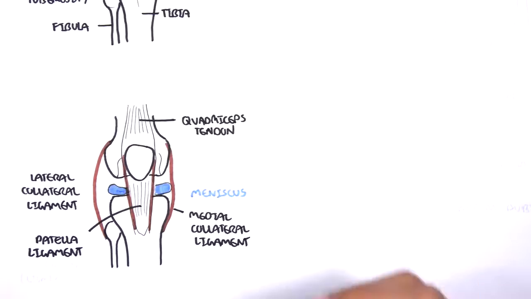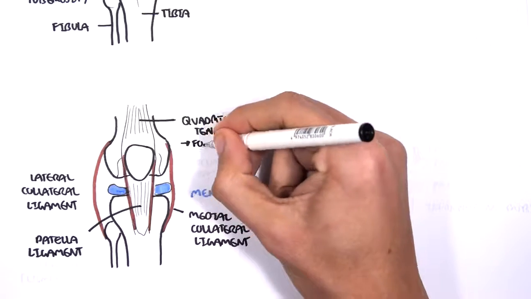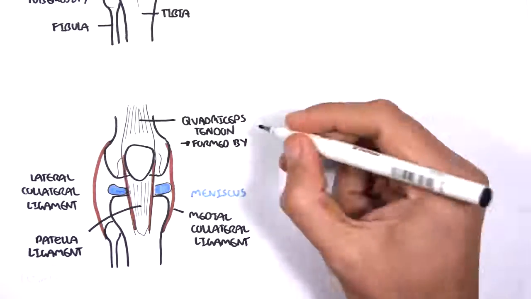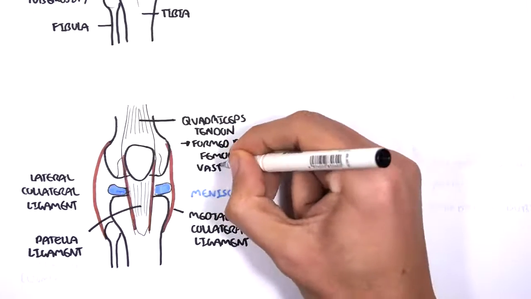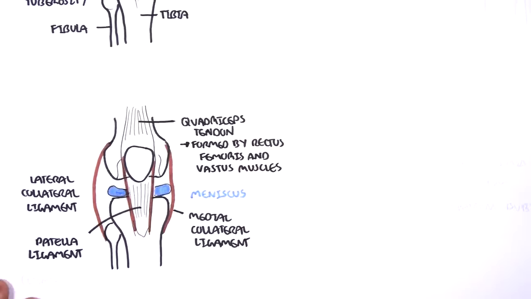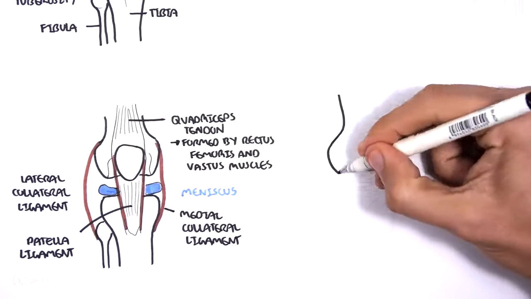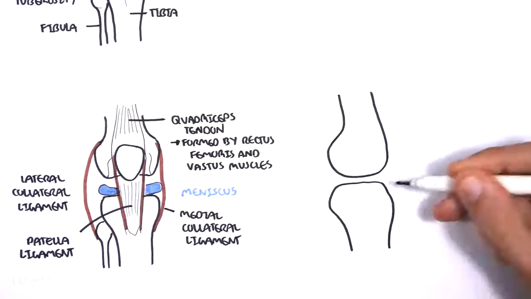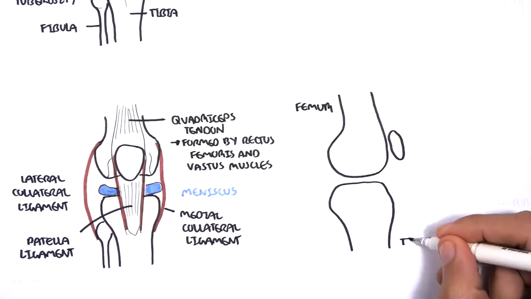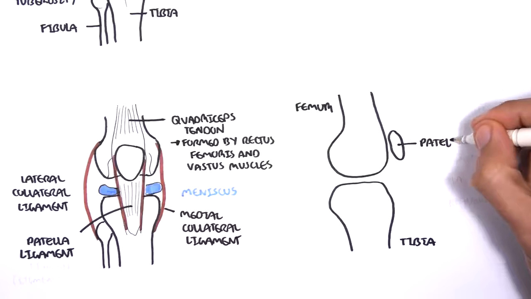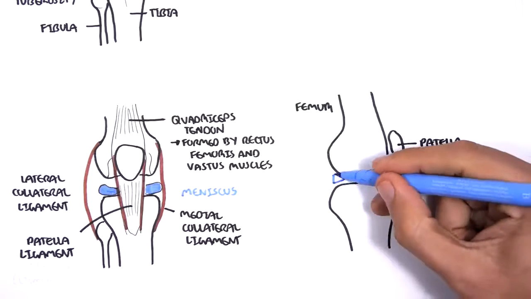The patella ligament is actually the continuation of the quadriceps tendon, formed by the rectus femoris muscle and the vastus muscles of the thigh. Let us now look at the side view of the knee joint and introduce the bursa. The bursa are fluid-filled sacs that help reduce friction. So here is the femur, tibia, and the patella.